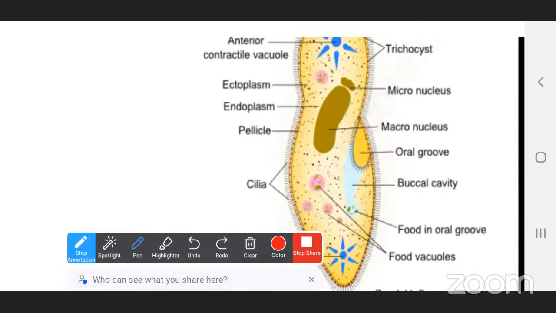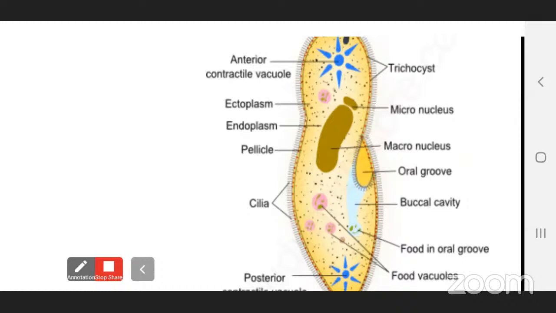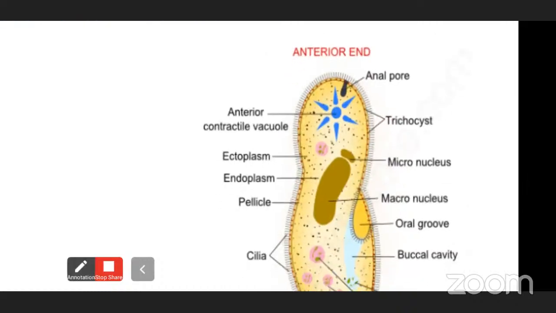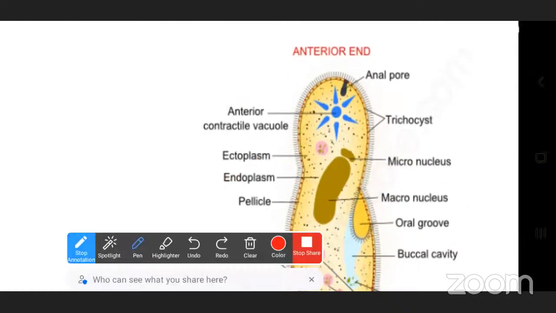And dear students, one more thing. Yes, this is very important. Cilia, for the purpose of moving, and pellicle, endoplasm. Yes, this is endoplasm, ectoplasm. Anterior, contractile vacuoles. Yes, this is about paramecium.